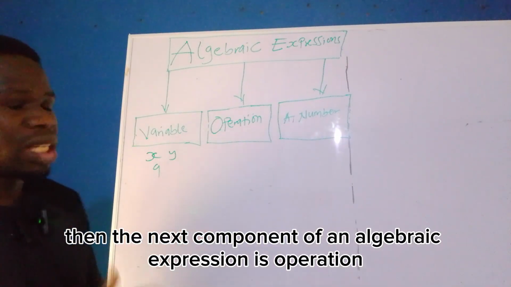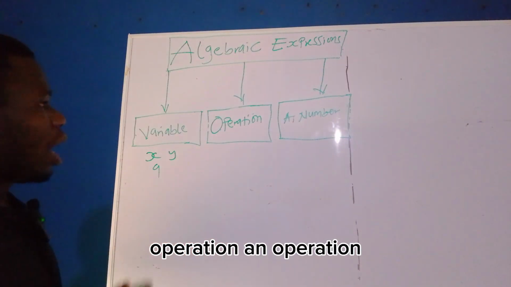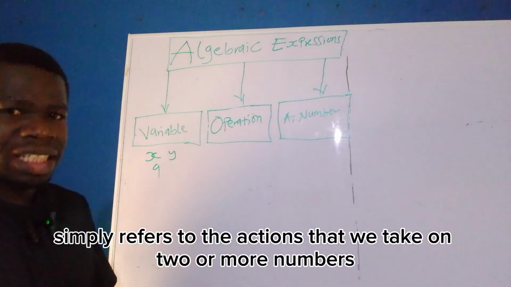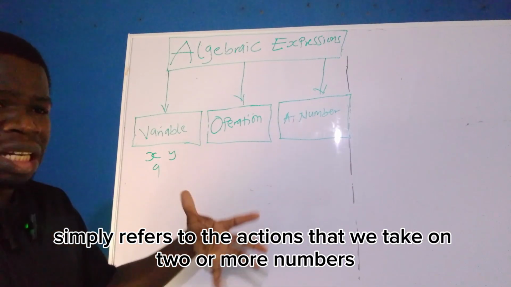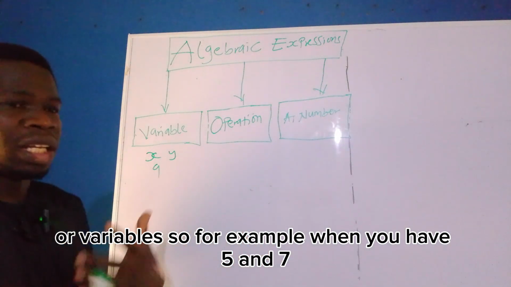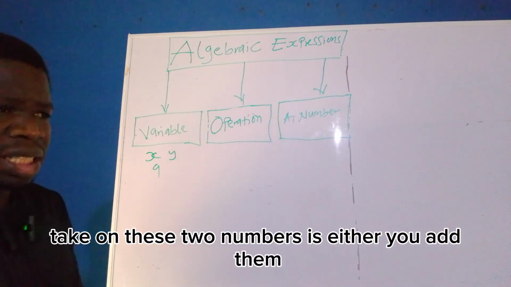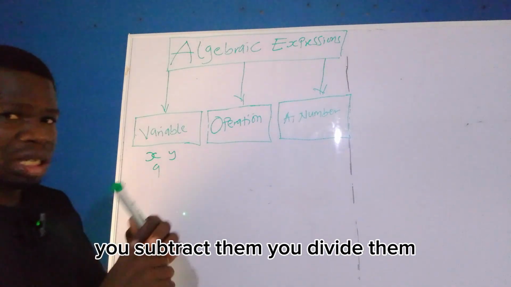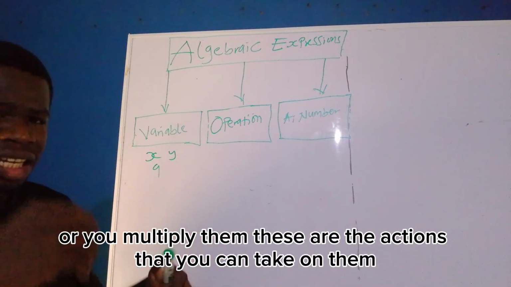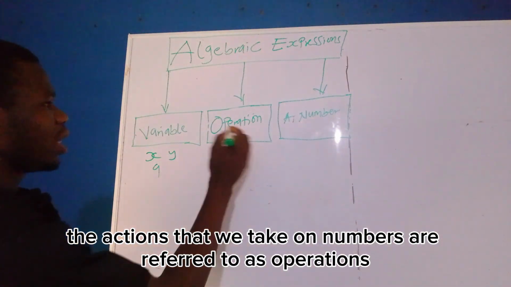Then the next component of an algebraic expression is operation. An operation in mathematics simply refers to the actions that we take on two or more numbers or variables. So for example, when you have 5 and 7, then the mathematical action that you can possibly take on these two numbers is either you add them, you subtract them, you divide them, or you multiply them. These are the actions that you can take on them. And so the actions that we take on numbers are referred to as operations.